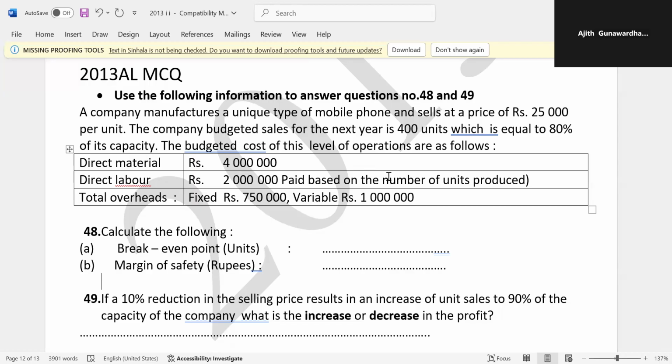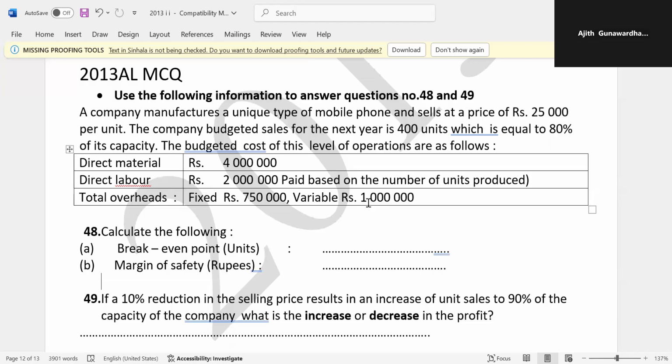Direct material and direct labor are paid based on the number of units produced, therefore those are variable costs. Overhead cost is also given, with both fixed and variable components. First, try to calculate variable cost per unit, relevant for 400,000 quantity. The selling price is given, and total capacity should also be calculated. They ask break-even point quantity and margin of safety rupee value. In the second requirement, they ask if the selling price decreases 10% and sales quantity increases to 90% of its capacity, what is the increase or decrease in profit.